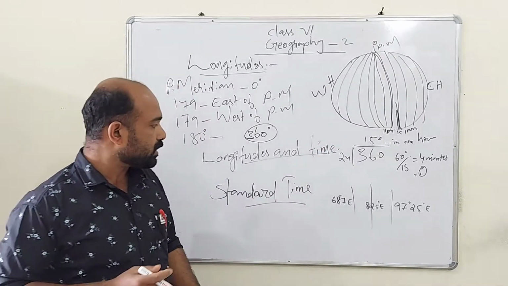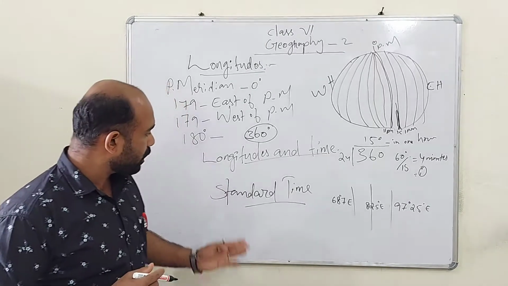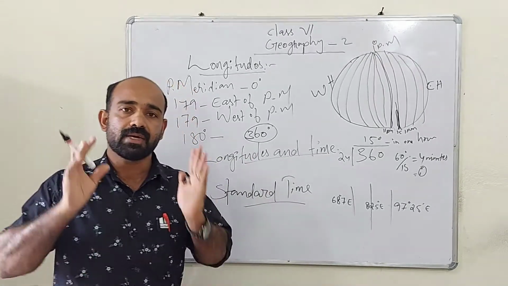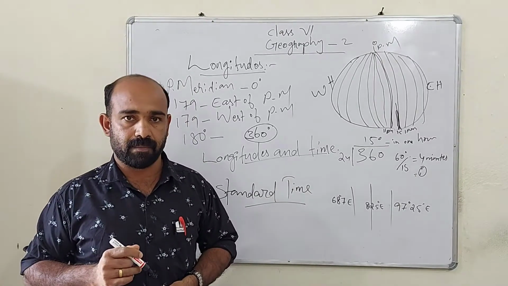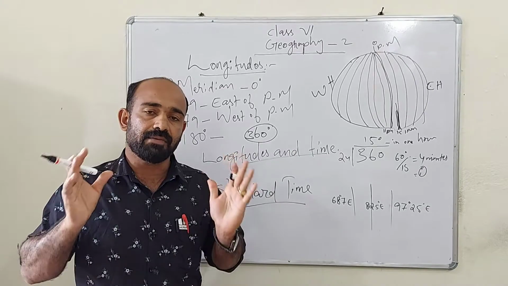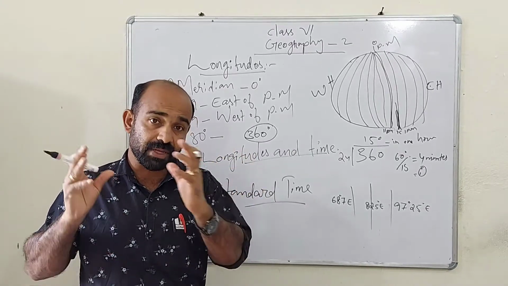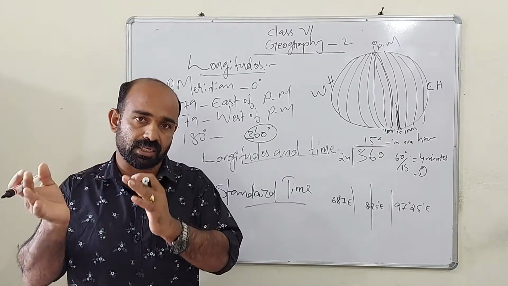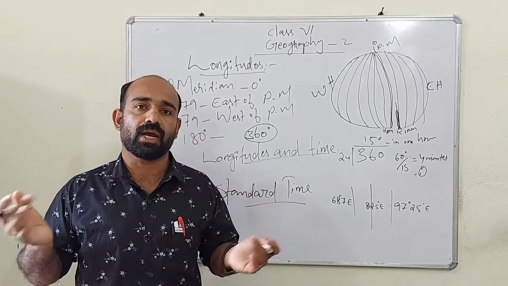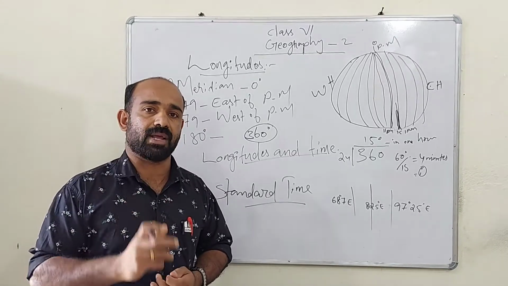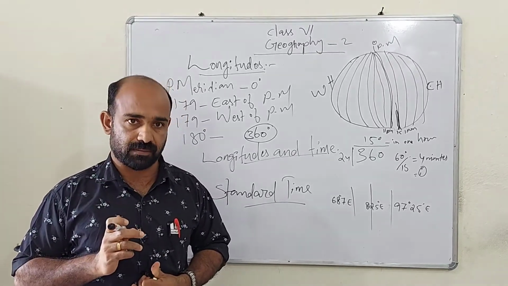Now let's see standard time. What is the importance of standard time? Every country will have their own standard time. Because if there is no particular standard time, and in a country there are different times in different regions, different states, different locations, then all activities of the people will collapse. And that's why one particular time for one country is calculated.